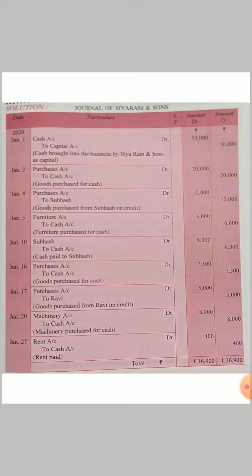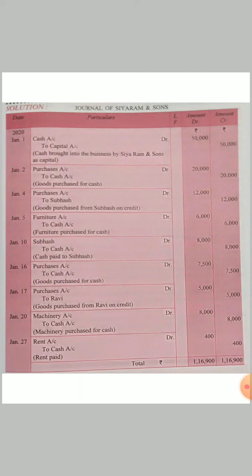The next point is furniture purchased on cash. Furniture is coming into the business, furniture account debit, and cash is going out, so cash will be credited. Entry will be furniture account debit to cash account. Next is cash paid to Subhash. Subhash is the one receiving. Receiver will be debited and cash is going out of the business, so cash will be credited. So the entry will be Subhash debit to cash account.